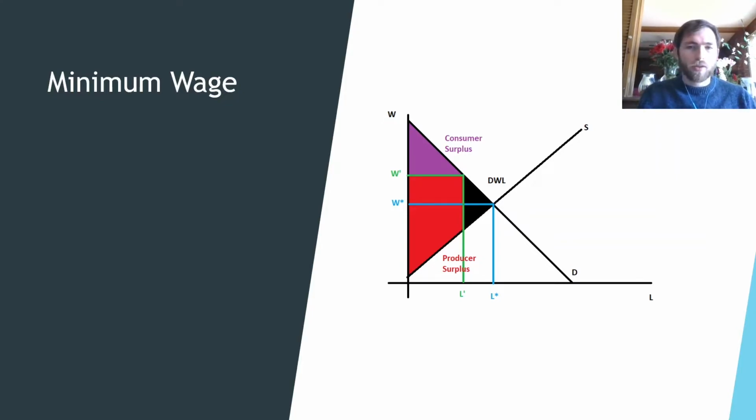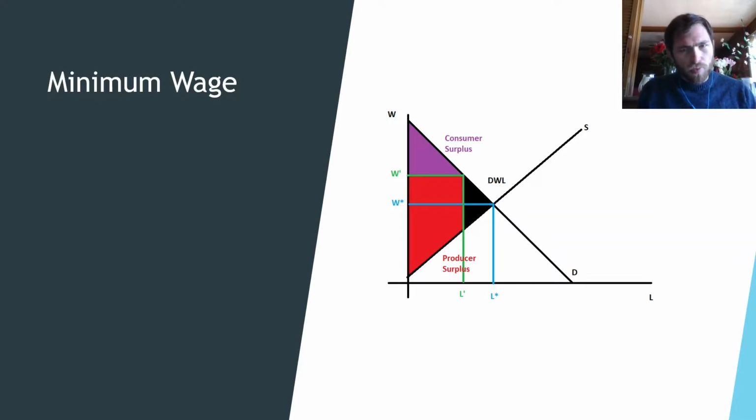And it will generally, according to the theory, always reduce employment. And that's why we see the movement from L star here to L prime. It's also important to note that employers wouldn't like this, right? Because you can see that the consumer surplus, which employers get, has shrunken substantially under the minimum wage.